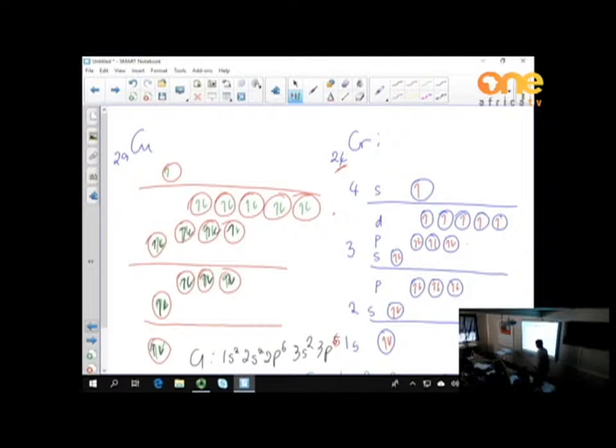Argon will have a filled outer shell. I'm going to do it on this one. I'm just going to use a different color. I'll use black. How many electrons does argon have? 18. So it goes 1, 2, 3, 4, 5, 6, 7, 8, 9, 10, 11, 12, 13, 14, 15, 16, 17, 18. Why does argon not want to make chemical bonds? It's got a filled outer shell.